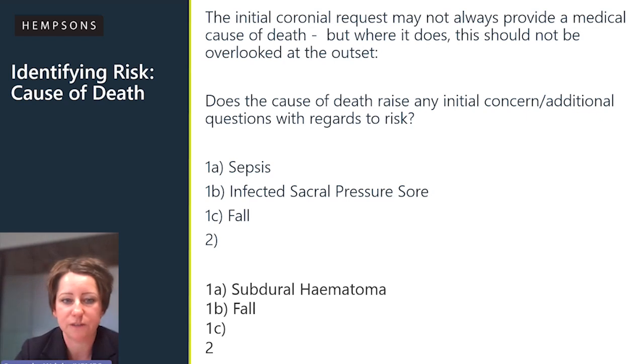So I've just provided a few examples there just to give you an idea of what I'm getting at. So the first one is 1A, sepsis. So this person's primary cause of death is sepsis infection. If we work from the bottom, 1C, they've had a fall. 1B, we know that they've suffered from an infected sacral pressure sore. And then, of course, 1A, as we just mentioned, is sepsis.